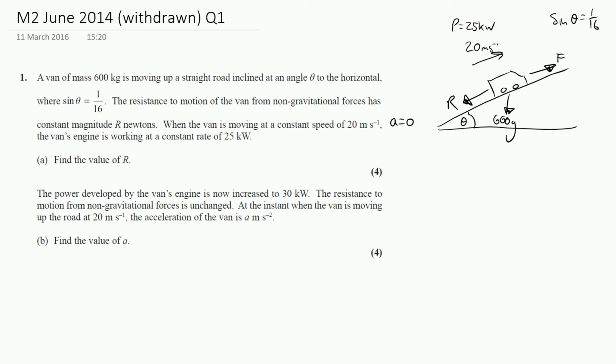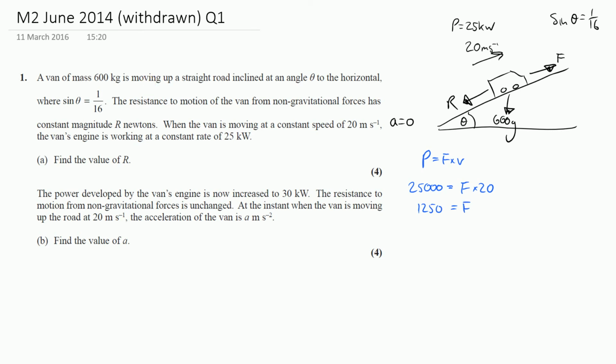Okay, so where do we go from here? Well, the first thing that we need to remember is that power is equal to force multiplied by velocity. So I know that this 25,000 is going to be equal to the driving force multiplied by the current velocity, which is 20 meters per second. So that tells me that 1,250 is the force driving the van forwards.